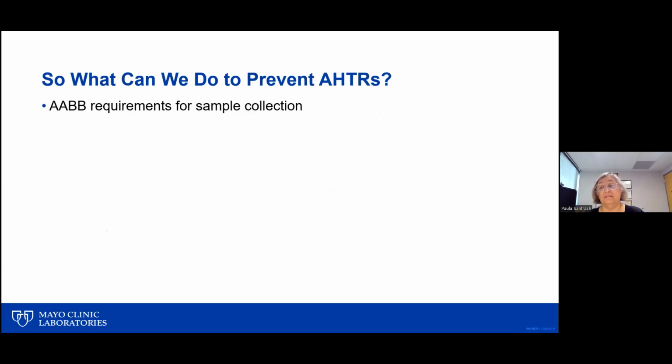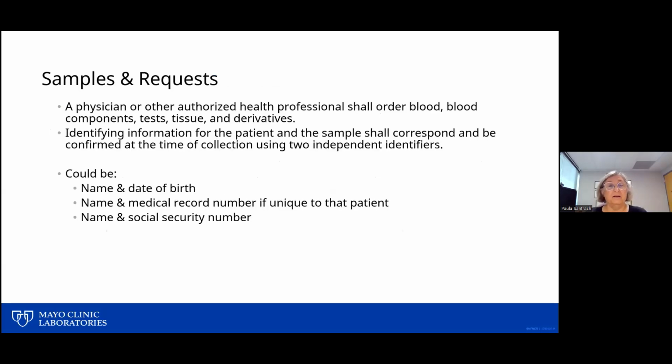So what can we do to prevent these? Well, I went to the AABB requirements and asked what they require. They require that the order has to come from a physician or other authorized allied health professional. The identifying information has to correspond and be confirmed at the time of collection, again, using two independent identifiers. Those could be name and date of birth, name and medical record number if unique to that patient, name and social security number, and often, again, using the information that is on the patient's wristband.